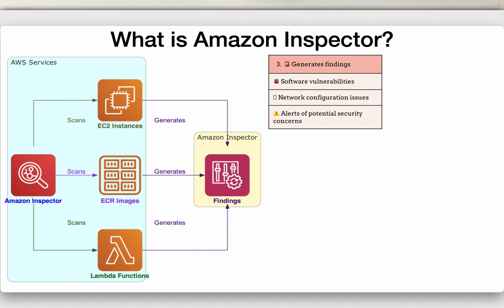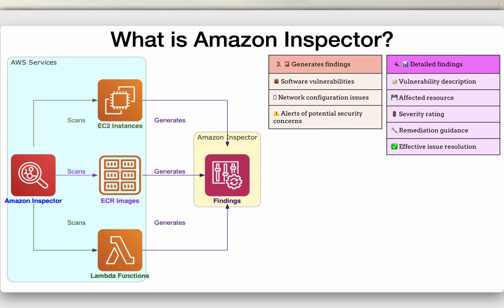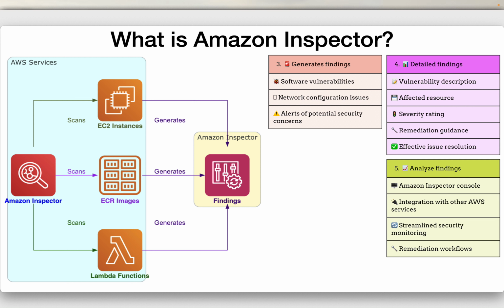When Amazon Inspector discovers a software vulnerability or network configuration issue, it creates a finding to alert you of the potential security concern. Each finding generated by Amazon Inspector describes the discovered vulnerability, identifies the affected resource, rates the severity of the vulnerability, and provides remediation guidance to help you address the issue effectively. You can analyze the findings generated by Amazon Inspector using the Amazon Inspector console or view and process your findings through integration with other AWS services, allowing for streamlined security monitoring and remediation workflows.